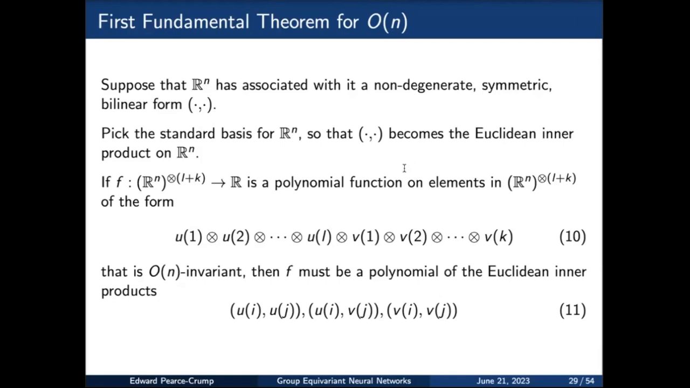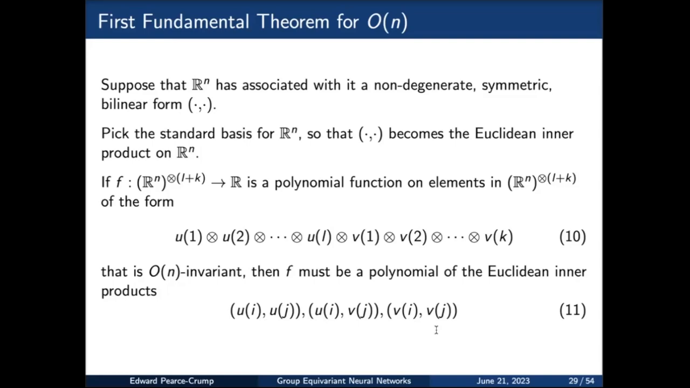And now suppose we have a function from an L plus K order tensor to a zero order tensor, of the desired form that we wanted from that invariant argument, that's polynomial. Well, that's good, and it's O(n) invariant, which is also what we want. Then it must be polynomial in these Euclidean inner products where we pair two U's together, we pair a U and a V together, and we pair two V's together, in terms of the form.